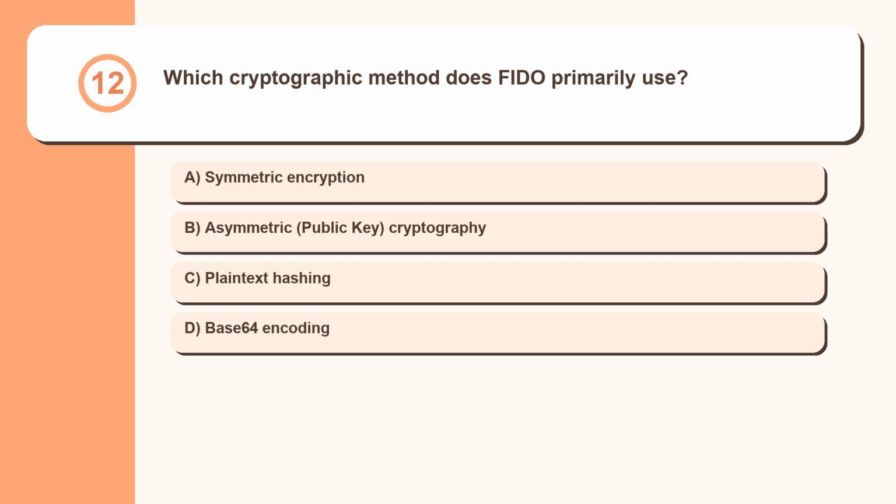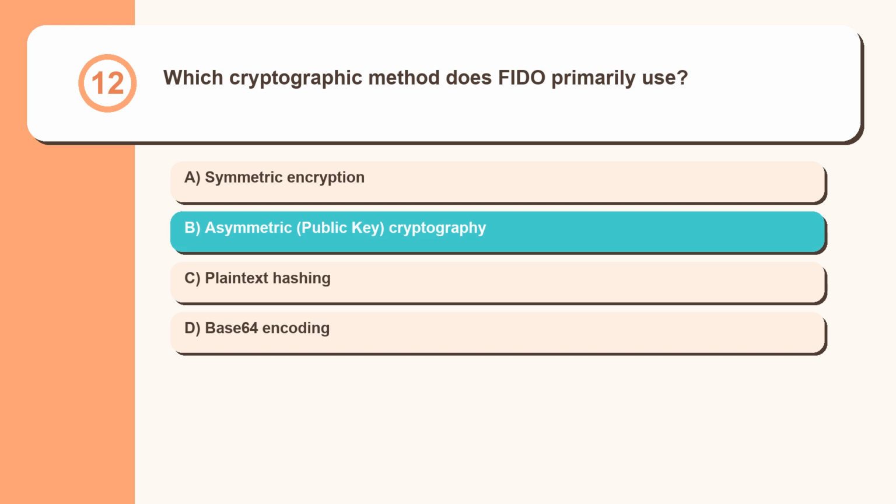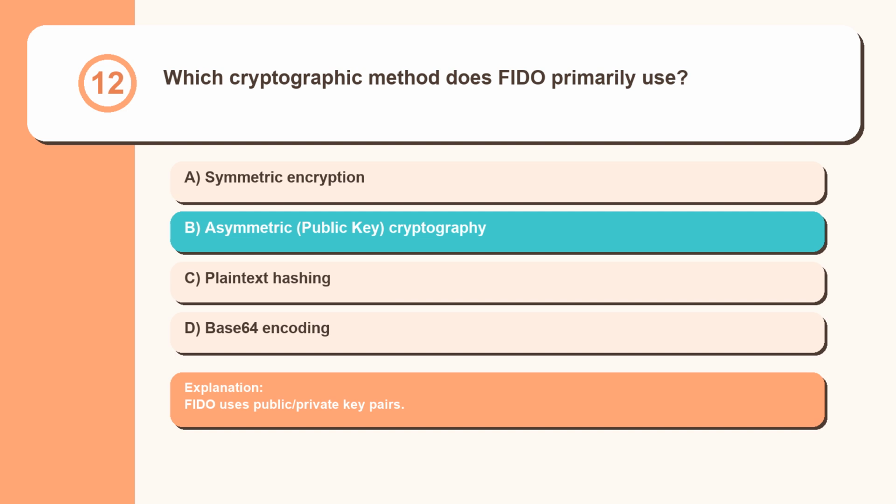Question 12. Which cryptographic method does FIDO primarily use? Symmetric encryption, asymmetric (public key) cryptography, plaintext hashing, base64 encoding. FIDO uses public/private key pairs.